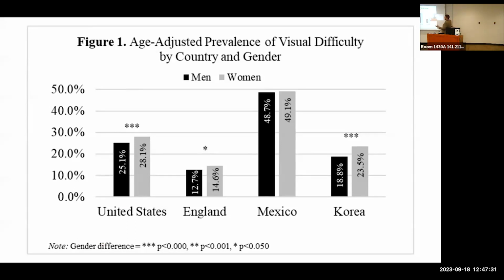And I don't have it here for you because we're still working on it. But after controlling for education, the difference in England is actually explained by education. However, when you control for education among the Mexican respondents, we actually see that men have a visual difficulty disadvantage. So this really shakes up the literature in terms of visual difficulty and what we know about gender disparities.